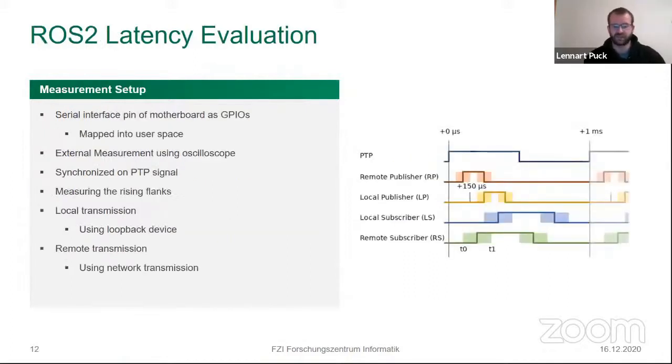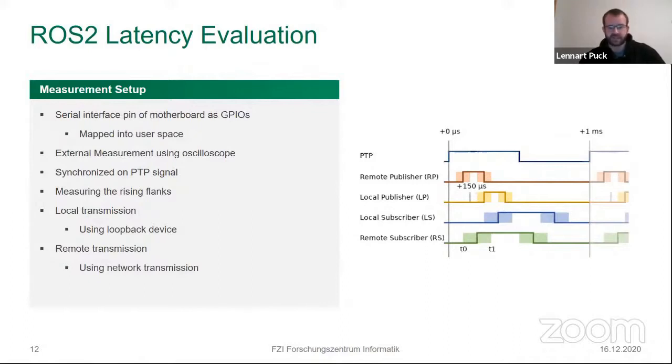So now maybe for the interesting part about ROS2. There we did dig a bit deeper. As previously mentioned, we mapped the serial interface pins of the motherboard as GPIOs, so we could map them into user space and directly address them from our nodes. Then we had an external measurement using the oscilloscope. So we basically measured the rising flanks of each GPIO and put that in reference to the PTP signal.